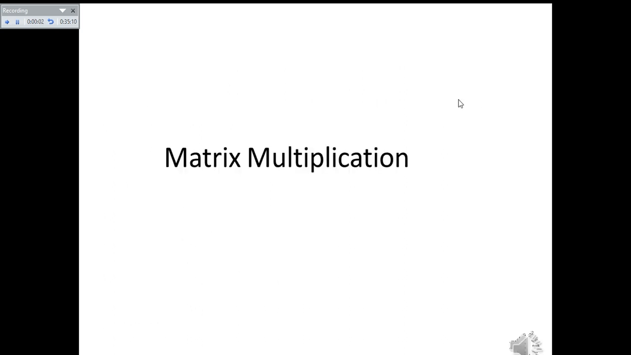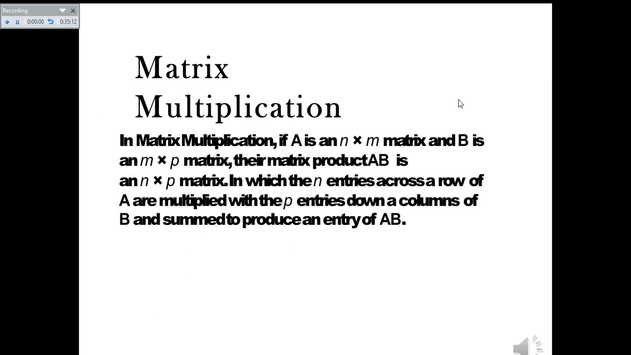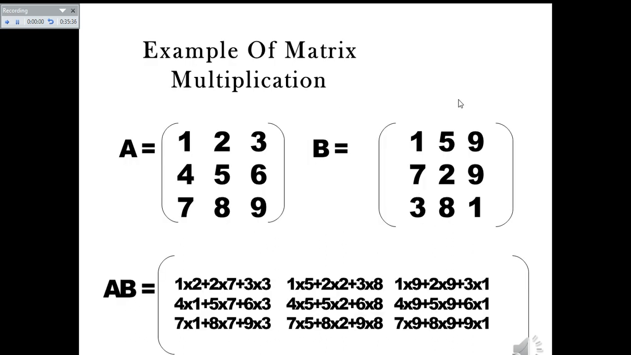Now let's see how to implement matrix multiplication. In matrix multiplication, if A is an n by m matrix and B is an m by p matrix, their matrix product AB is an n by p matrix, in which the m entries across a row of A are multiplied with the m entries down a column of B, and summed to produce an entry of AB. The same we can understand with the mathematical implementation.